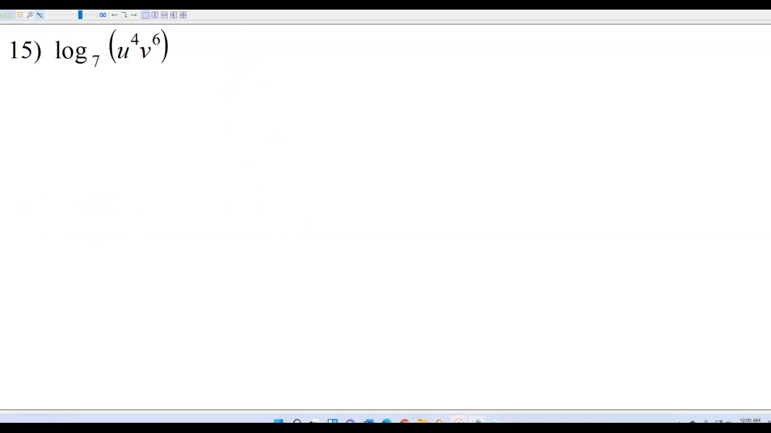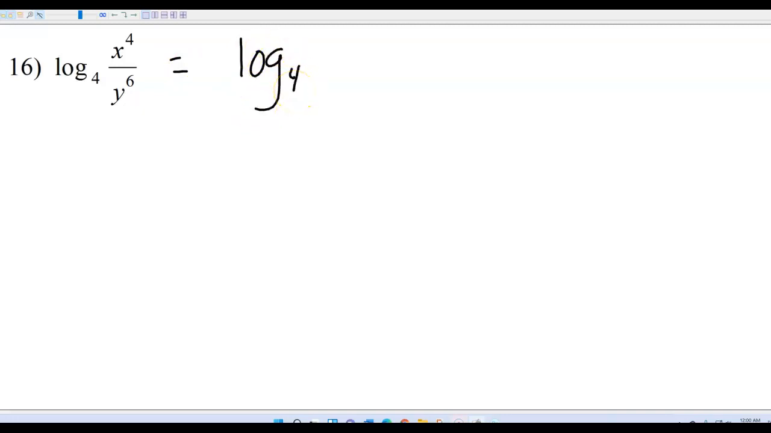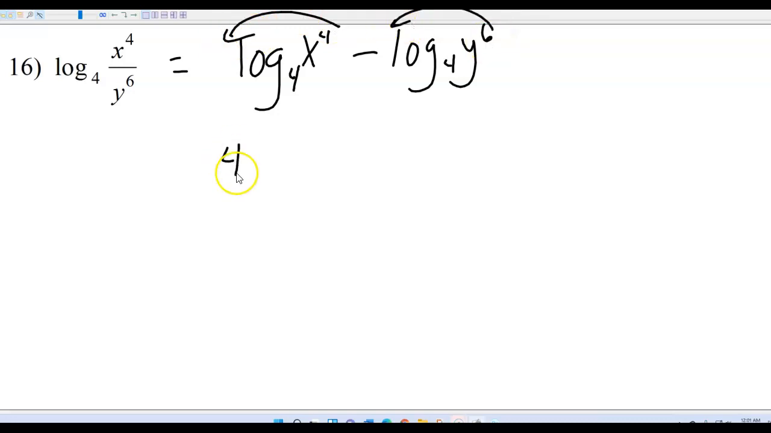Take a look at another one here. All right, I've got two things in a fraction here, right? And according to rule number 2, when you've got a fraction, you can rewrite that as two separate logs that are being subtracted, where you have the top one come first, the bottom one come second. Next, I can use rule 3 to throw these powers up to the front.